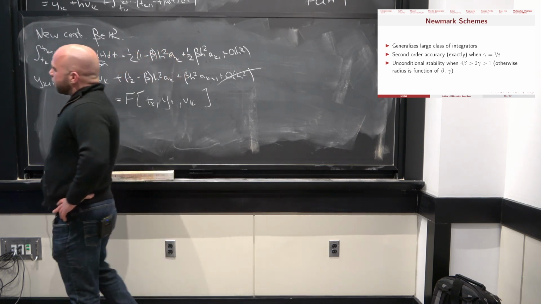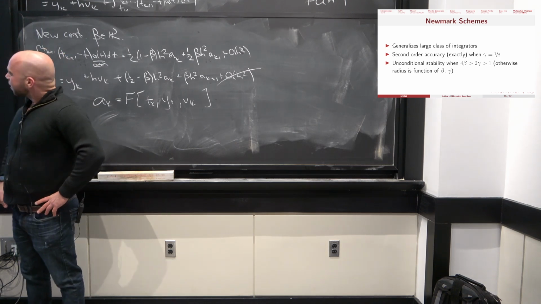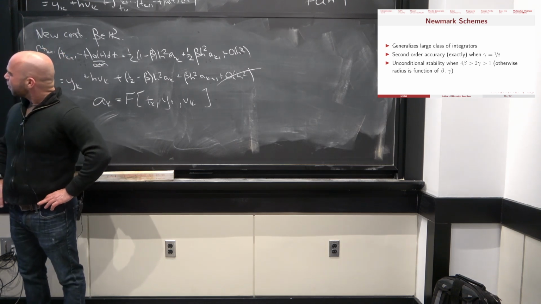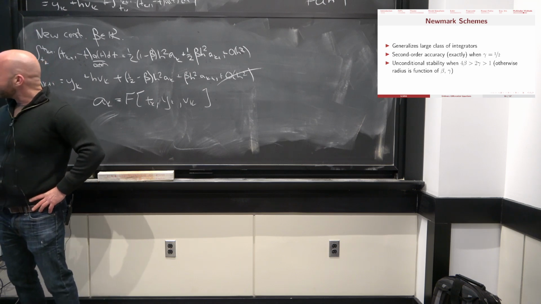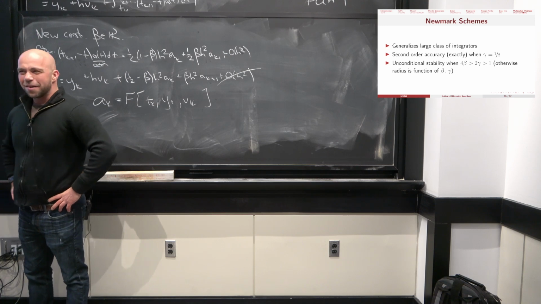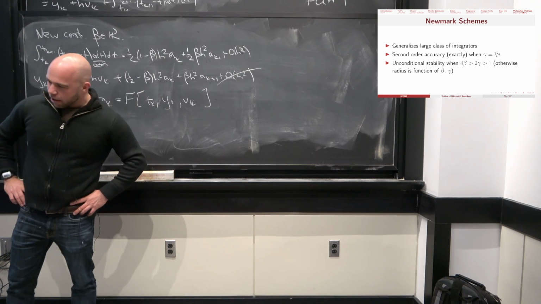You can actually prove all kinds of other fun stuff. We're not going to do this in this class, for God's sake, enough already. But you can show that this thing is unconditionally stable so long as 4 beta is bigger than 2 gamma is bigger than 1. And otherwise, the stability radius is some function, unsurprisingly, of beta and gamma. Okay, so with that, we're over time, so I'll call it for the day.